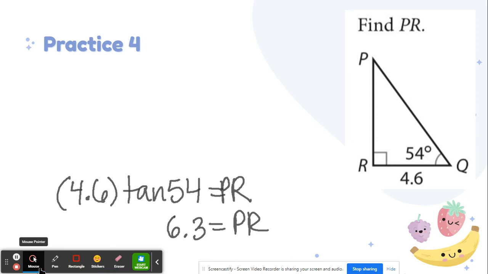So I hope that clears up how to use tangent. Good job today. Let me know if you need any help. If you do, don't hesitate to ask me. And the most important part of all, I need you to make sure you understand how to use your calculator. So to use your calculator, let me show you here.